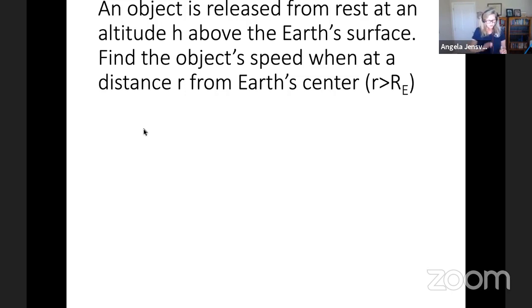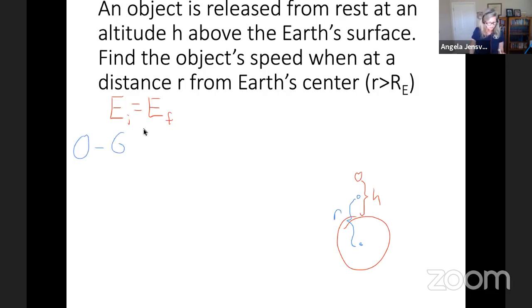Okay, I'm going to do this one with you because we're running out of time. You have an object that's released from rest at an altitude h above the Earth's surface. Okay, so here's the Earth. You're releasing it from a distance h above the Earth's surface. And then later on, it's going to be a distance r from the center of the Earth. Initially it didn't have any kinetic energy, but it had potential energy, and the distance from the center would be the radius of the Earth plus h, right? Because this is the radius of the Earth.